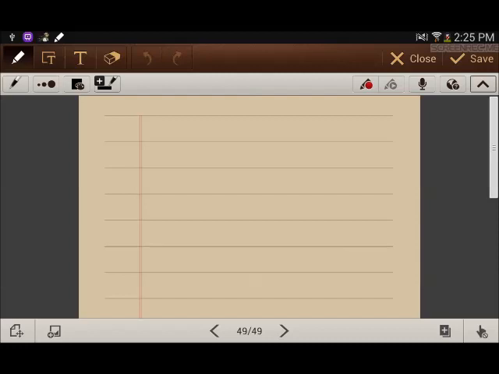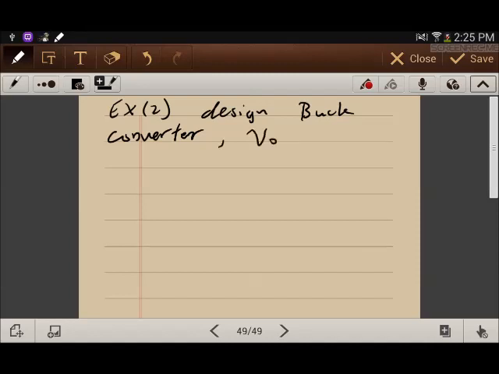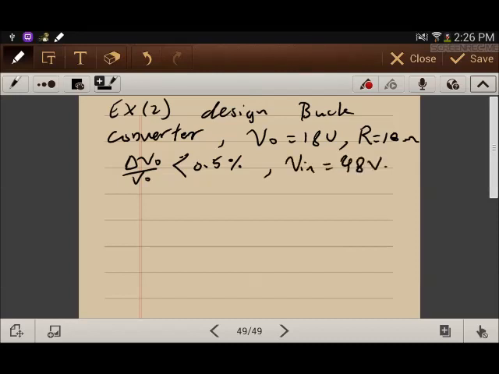The next example, which is example number 2, is to design a buck converter. The output voltage that is required is 18 volts. The load resistance is 10 ohms. The peak-to-peak ripple of the output voltage should be less than 0.5%, and the input voltage of the source is 48 volts.